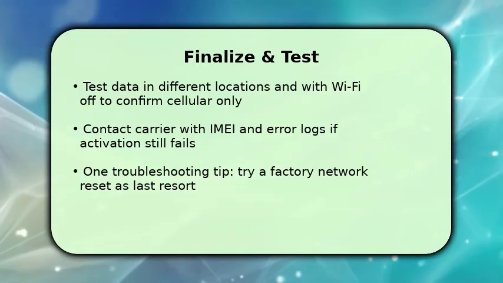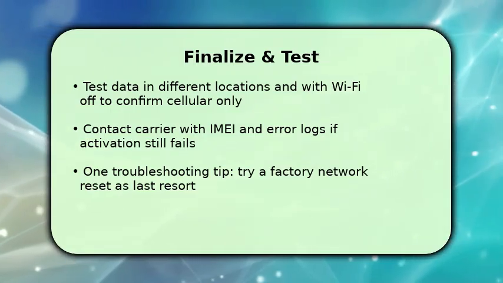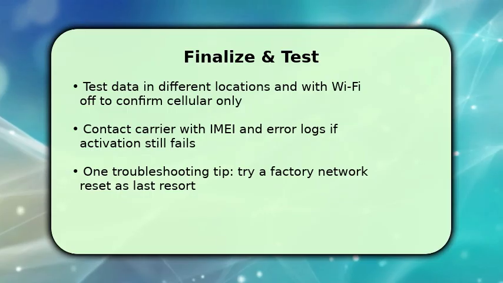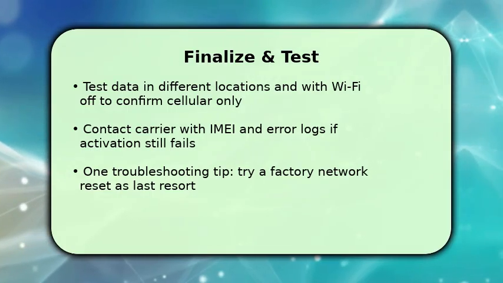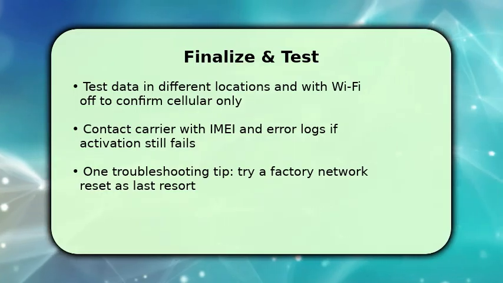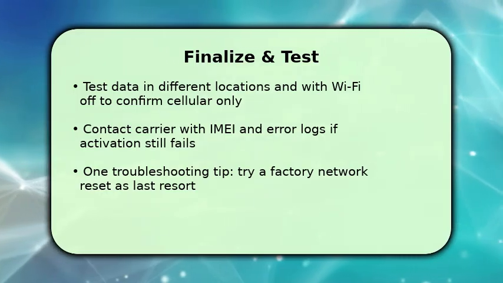Disable Wi-Fi and test data in multiple locations to rule out local coverage gaps because signal and cell congestion vary. If it still fails, contact the carrier, provide your IMEI and any error messages so they can check provisioning.